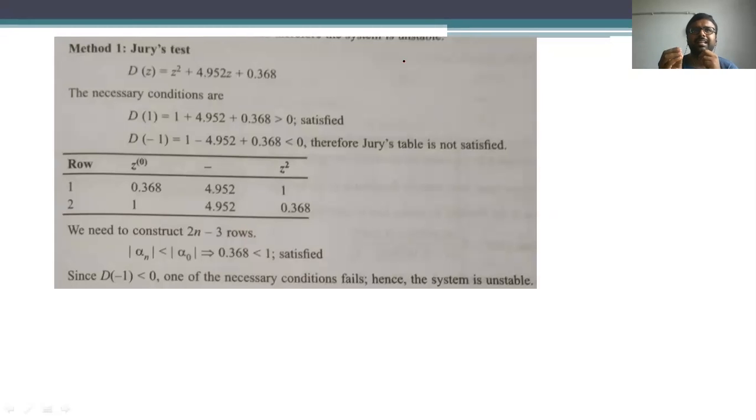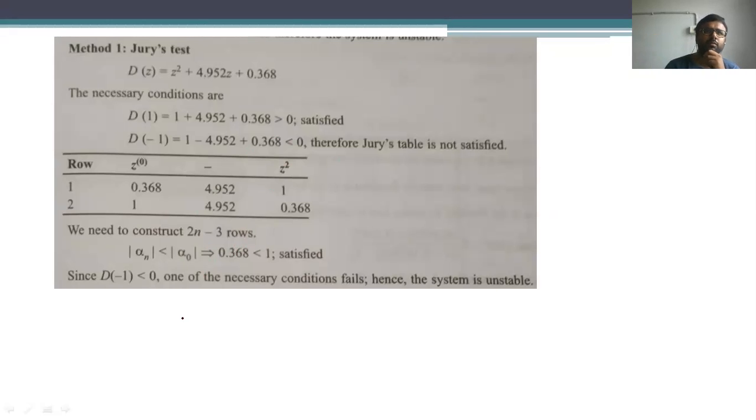Okay, so the order of the equation is 2. Therefore, how many rows are going to be obtained? 2 into n minus 3. Sorry, 2 into n minus 3 is the number of rows to be obtained. What is the value of n here? That is 2. 2 into 2 means 4. 4 minus 3 is equal to 1. Only one row is going to be obtained.